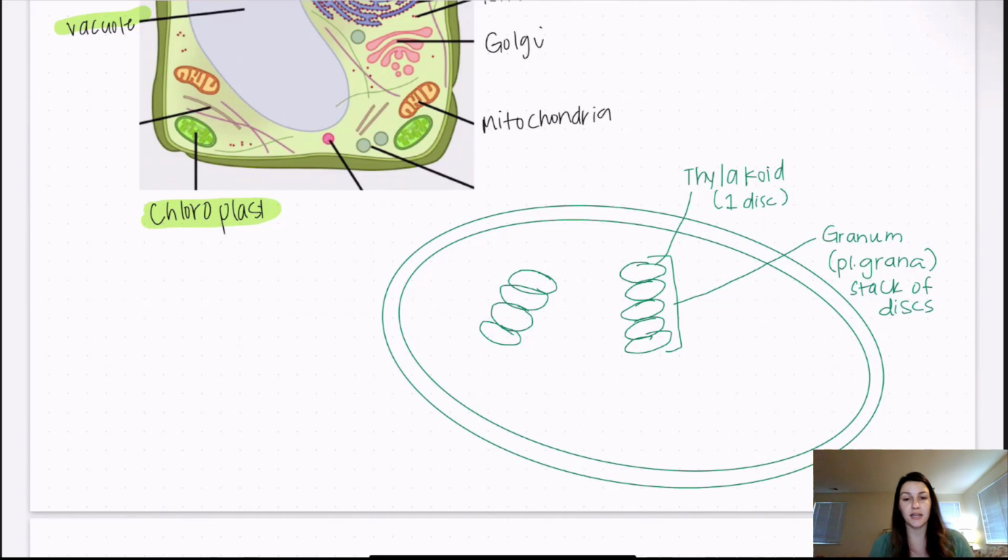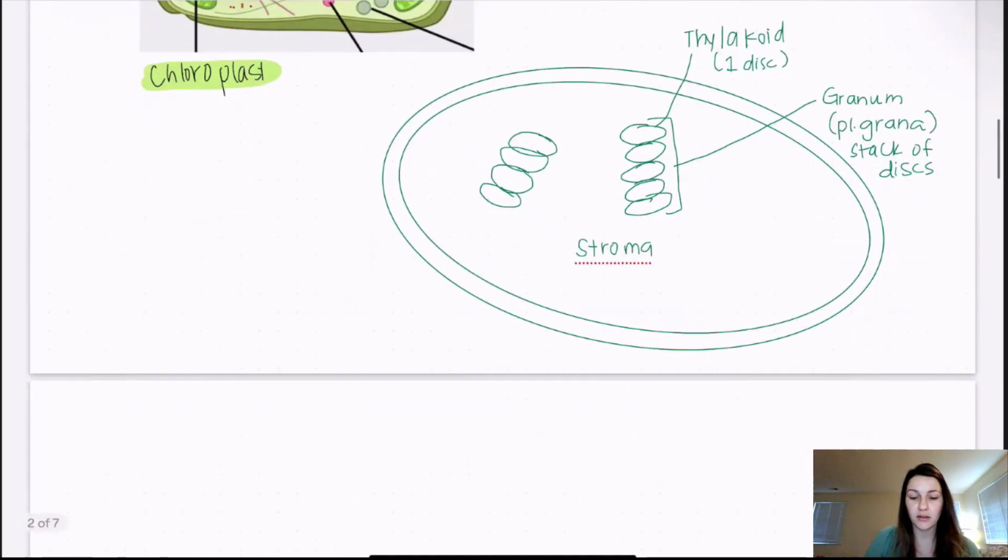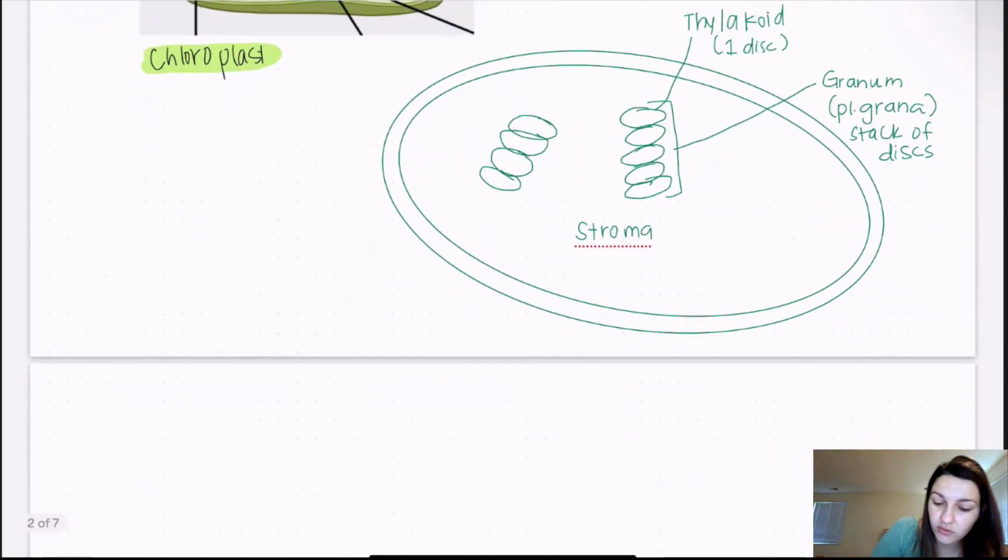The liquid inside of the chloroplast has a special name. That liquid inside of the chloroplast is called stroma. Stroma. That liquid inside of the chloroplast is called stroma. Stroma is liquid inside.